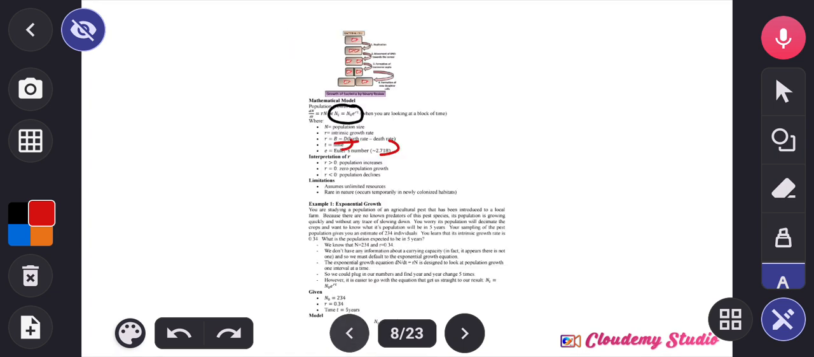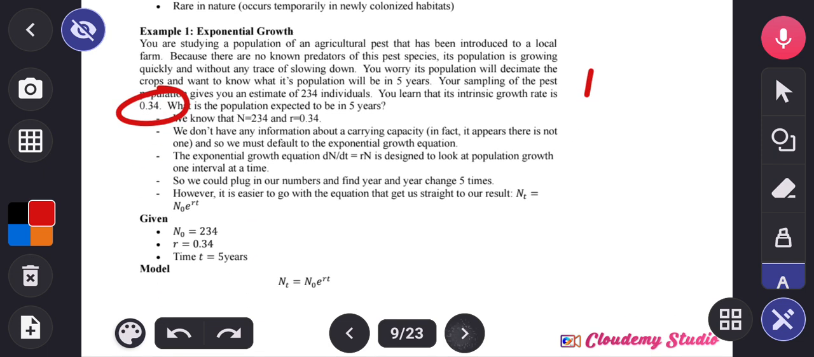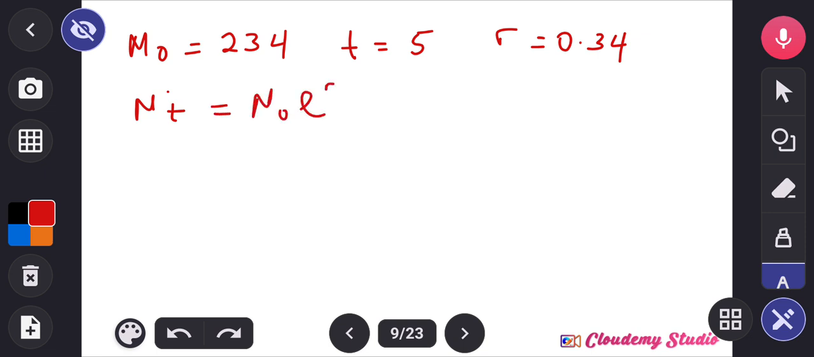They now say the intrinsic rate of growth is 0.34. You understand? 0.34. They say you should look for it in 5 years, so time equals 5 years, right? Then r equals 0.34. It is not difficult. What you're just going to do is N(t) equals N naught exponential rt. That equals what?